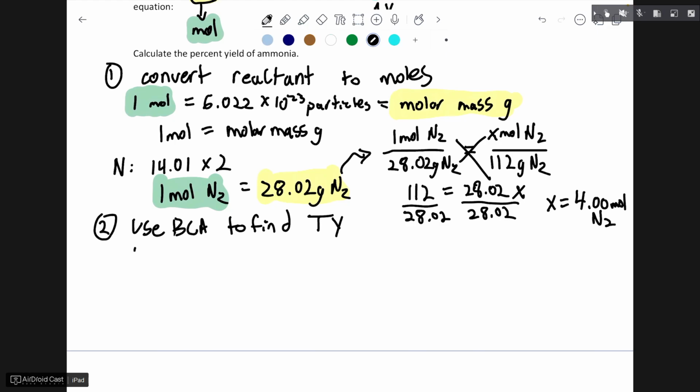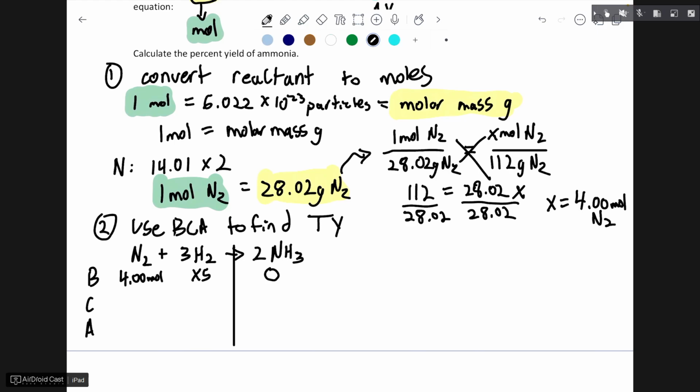So to do that BCA table, I start off with my balanced chemical equation. If I have 1 mole of N2, it will react with 3 moles of H2 to produce 2 moles of NH3. B stands for before, C is change, A is after. We just found out we're starting with 4.00 moles of N2. In the question, it did not tell us how much H2 we have, so we're going to assume that's excess. And then I like to divide my BCA tables with a line to remind myself that the reactants and the products behave differently.